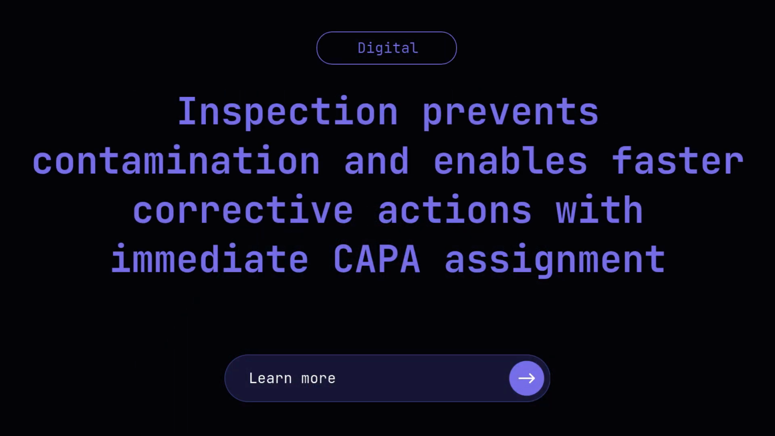Digital GMP inspection prevents contamination through standardized checks. It enables faster corrective actions by assigning CAPA immediately. Audit readiness is achieved with no last-minute record chasing. Multi-site visibility is enhanced with dashboards showing compliance scores. These features make the inspection process efficient and reliable.